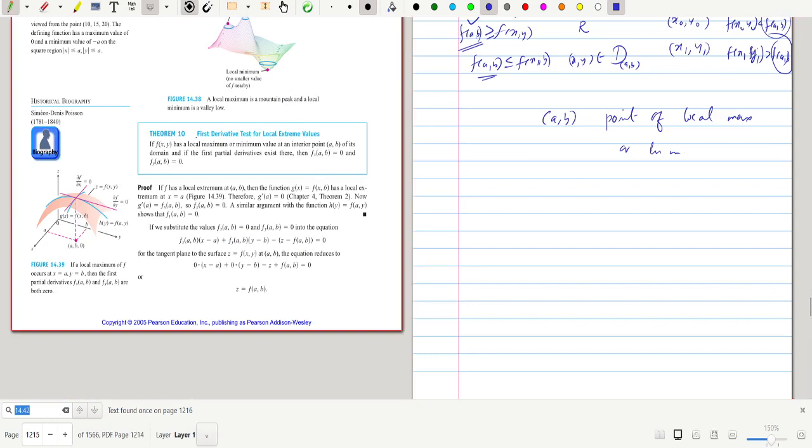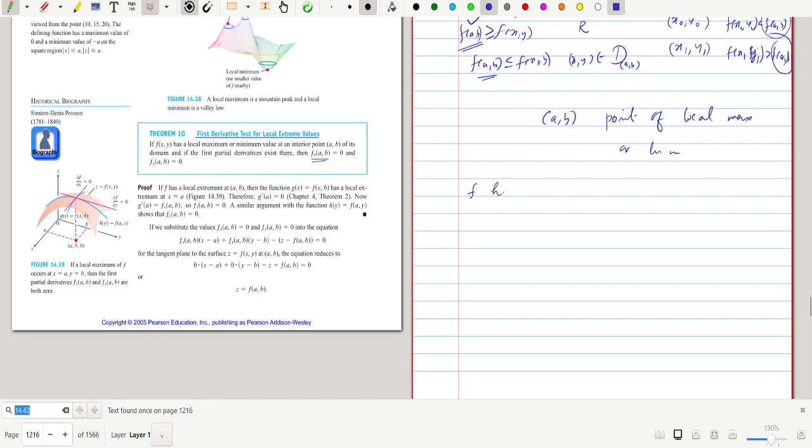And now we have a theorem. You need not bother about the proof of this theorem. You just understand this theorem in order to apply it to problems. If f(x,y) has a local maximum or local minimum value at an interior point (a, b) of its domain, and if the first partial derivatives, that means the partial derivative of f with respect to x and with respect to y, exist, then at the point of maxima or minima they will be 0.